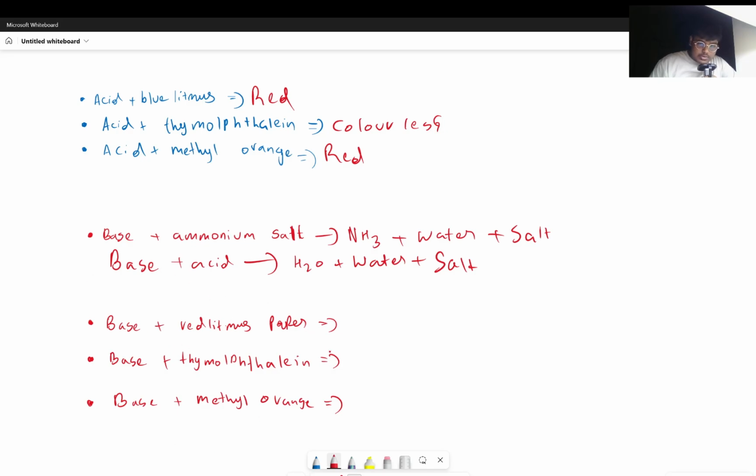Base plus a red litmus paper obviously gives you what? Blue color. The red litmus paper turns blue, opposite of your acid, and phenolphthalein will be blue. Okay, will be blue. Let me just erase it and write in blue, easier to remember lah.